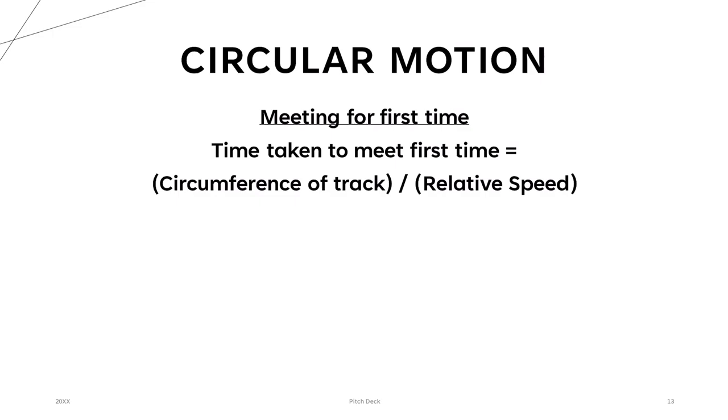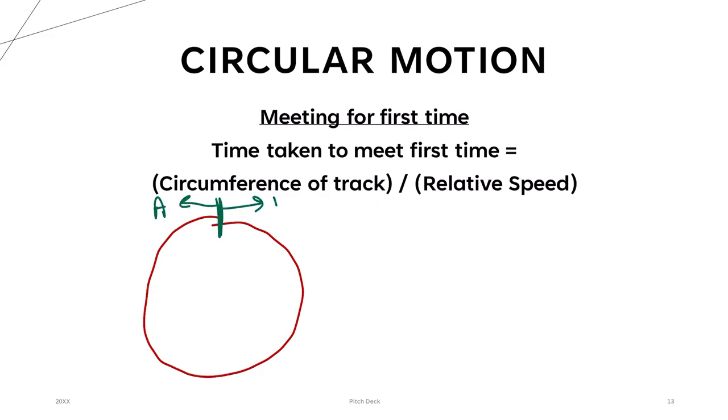Now, when they will meet for the first time. First case, this is a circle. Here, A and B are moving in the opposite direction. What is the relative velocity of this? Before that, as I've already told you in the concept of relative velocity, assume the other to be stopped.